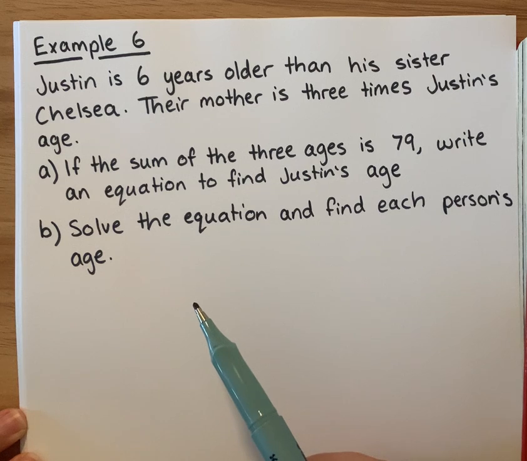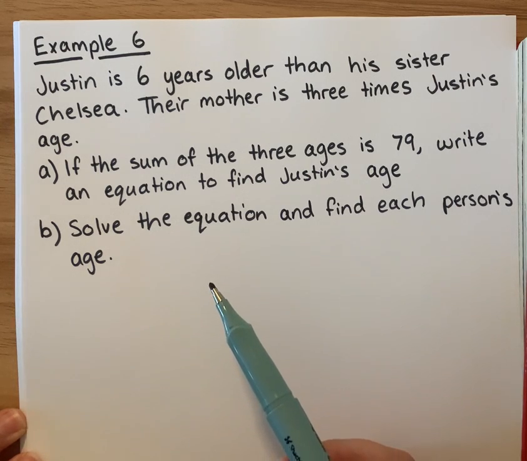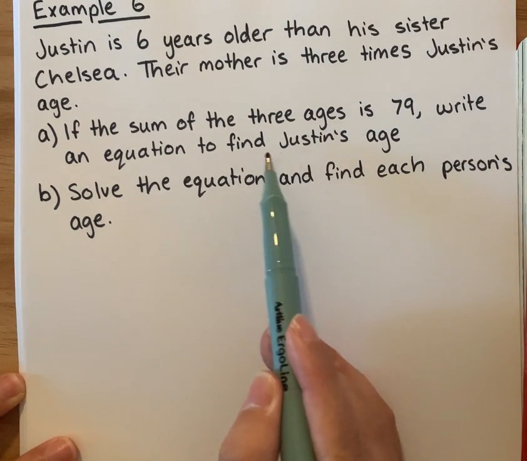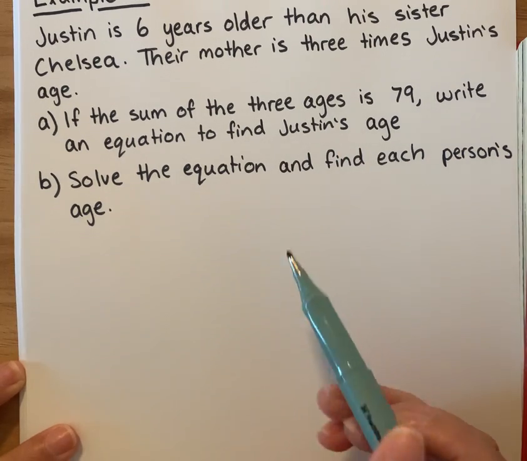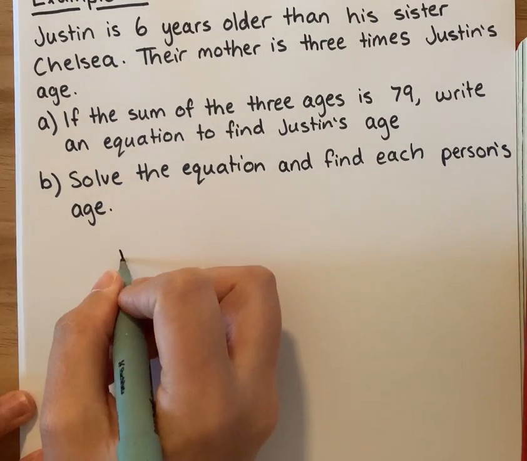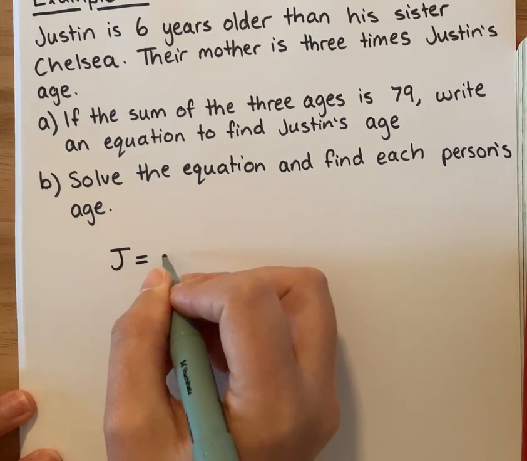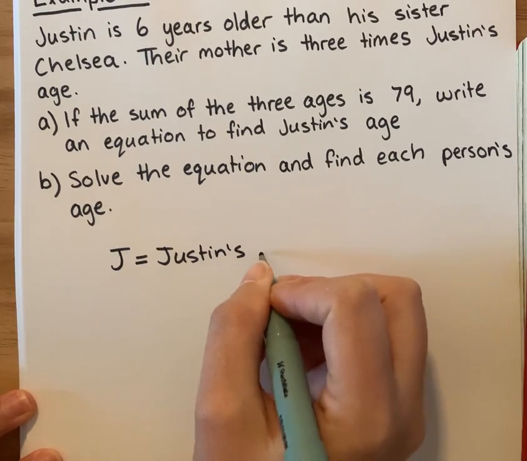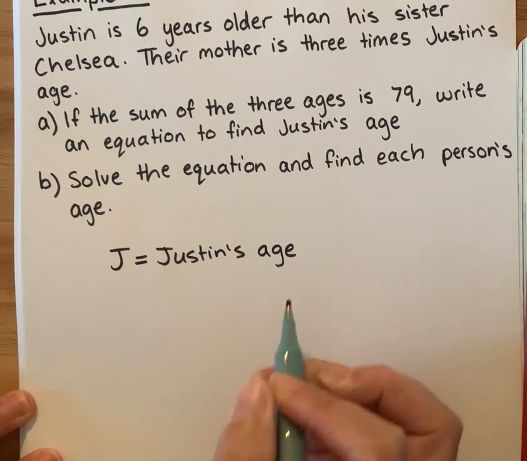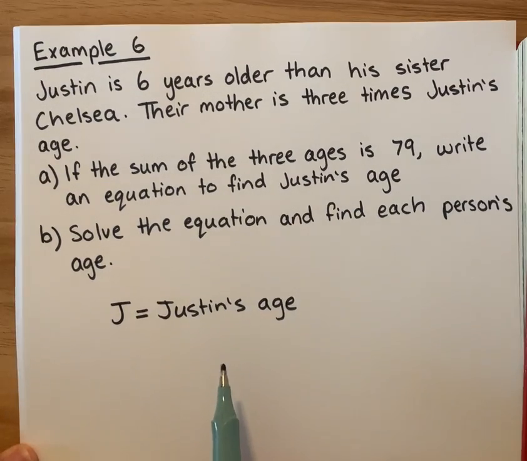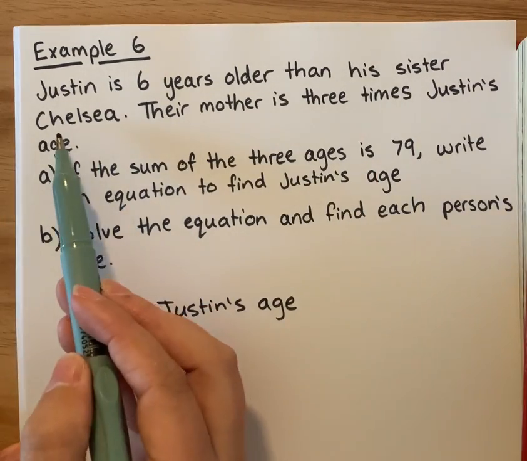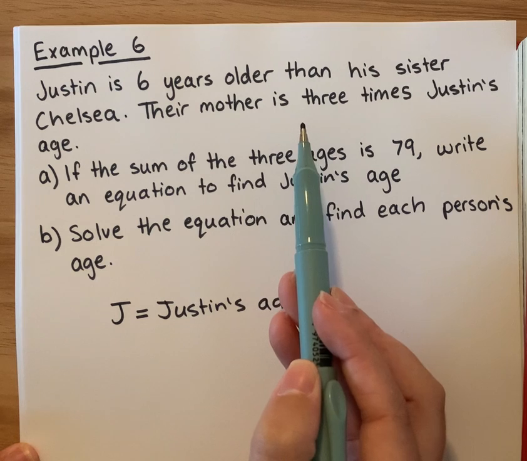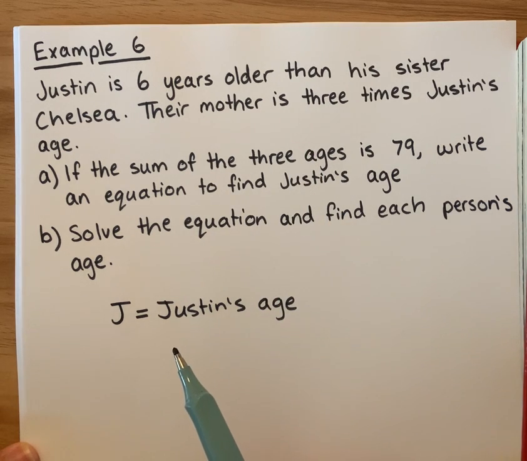Now, step 2 is assign a variable to this unknown quantity. All right, so our unknown quantity is Justin's age. So I'm going to assign the variable J to Justin's age. So J is Justin's age. And I didn't use A because I know that we're also dealing with his sister's age and his mother's age. So I don't want to get confused between the different ages. So I'm going to use J to make sure I know I'm talking about Justin's age only.